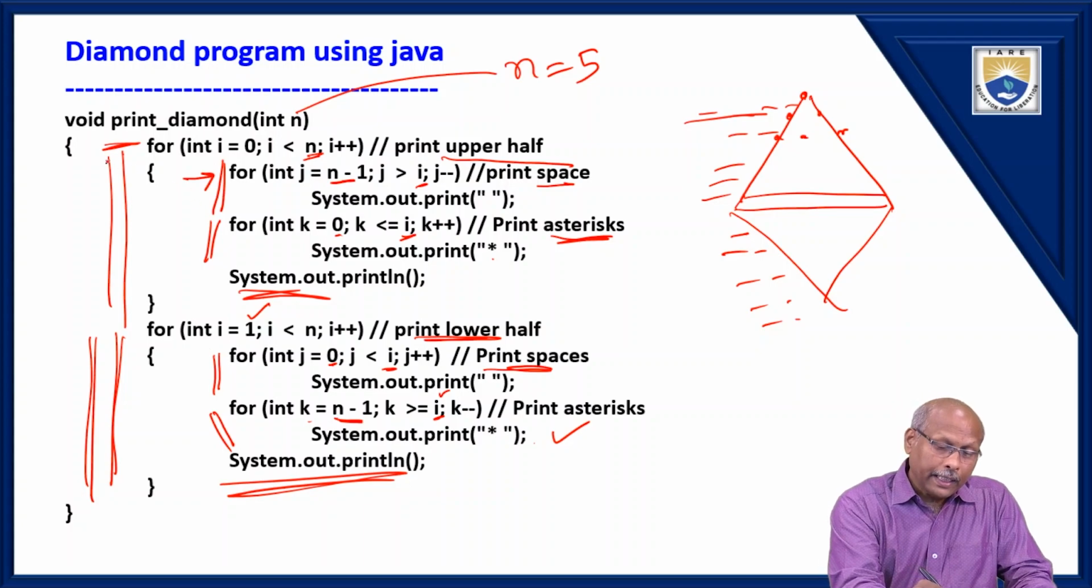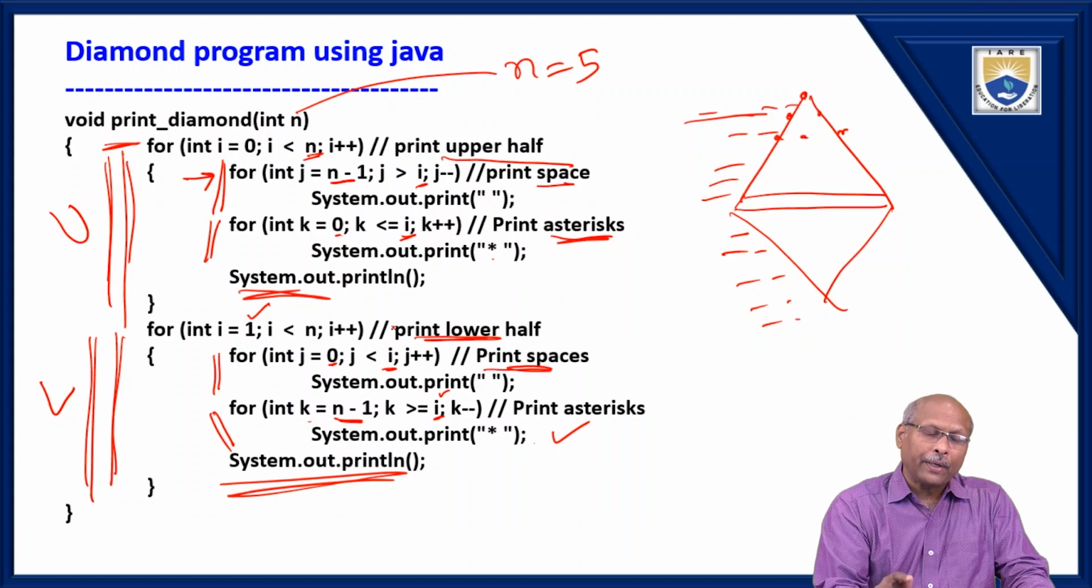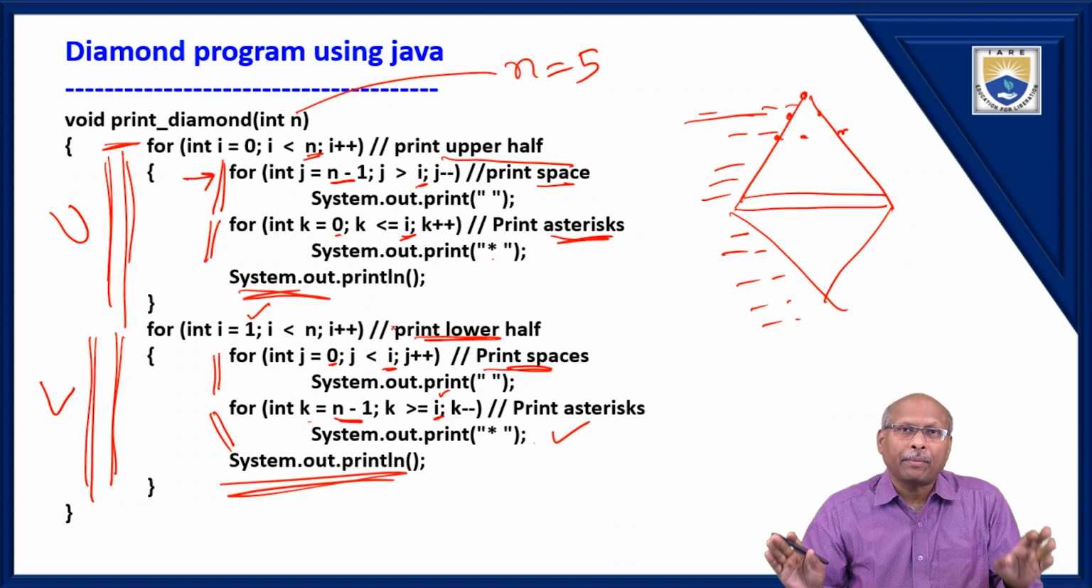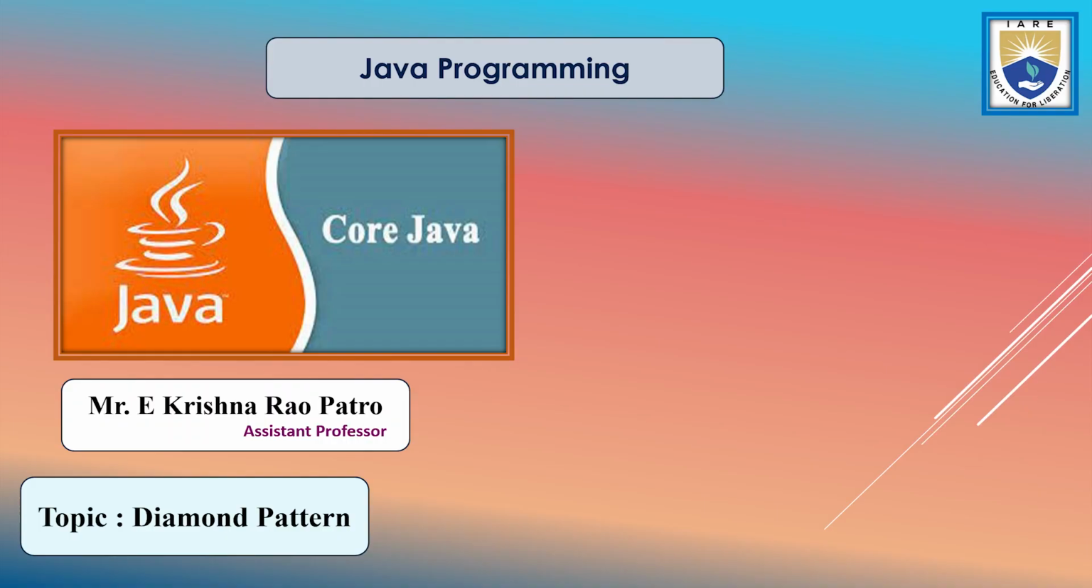So now it prints the upper half, this prints the lower half. After printing upper half and lower half, my complete diamond is over. So now let us run it through the program. Now I will try to execute this program through my system. Control C. Now let me open my command prompt.